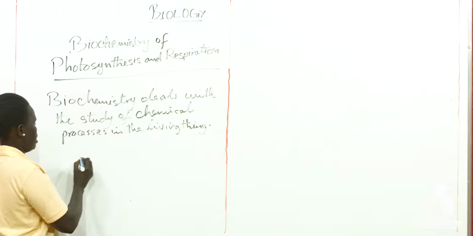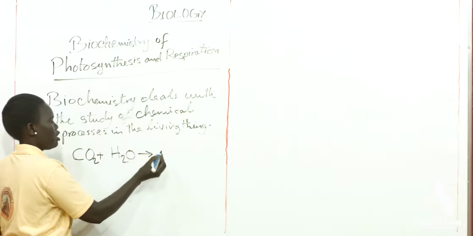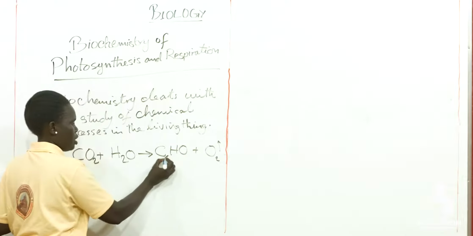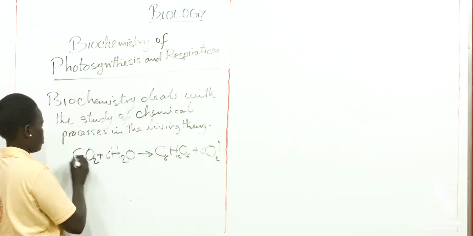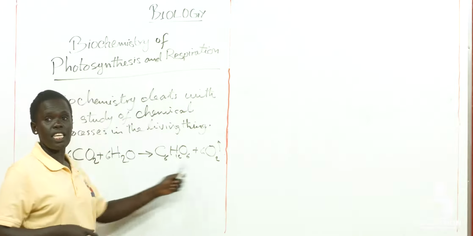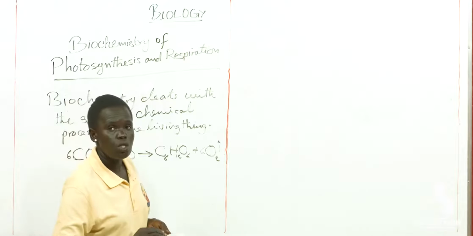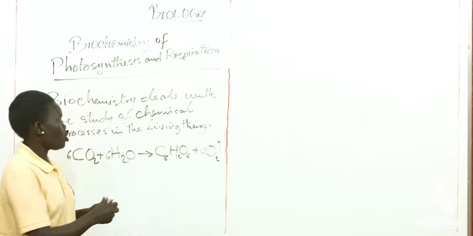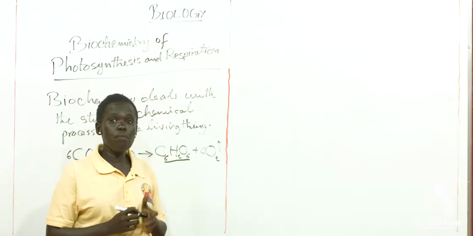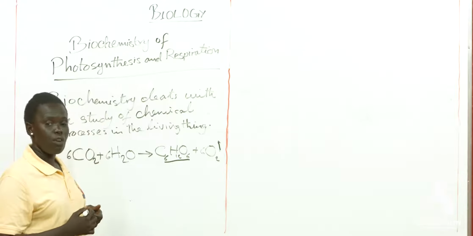The chemical equation for photosynthesis: carbon dioxide plus water to form what? The glucose plus oxygen. So when we look at this chemical reaction, we may think that it just happened easily like this, but it is a complex process. That means it undergoes several chemical reactions to form the organic compound, which is carbohydrates or the simple sugar glucose, then giving out what? Oxygen, or keeping some of the oxygen for respiration.